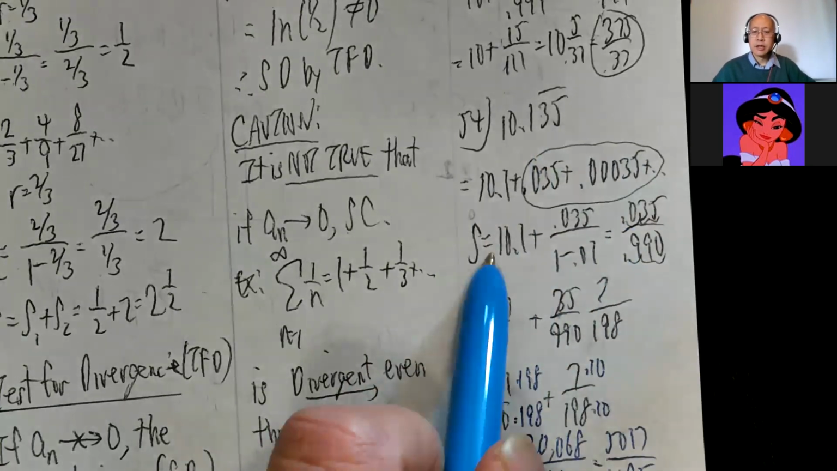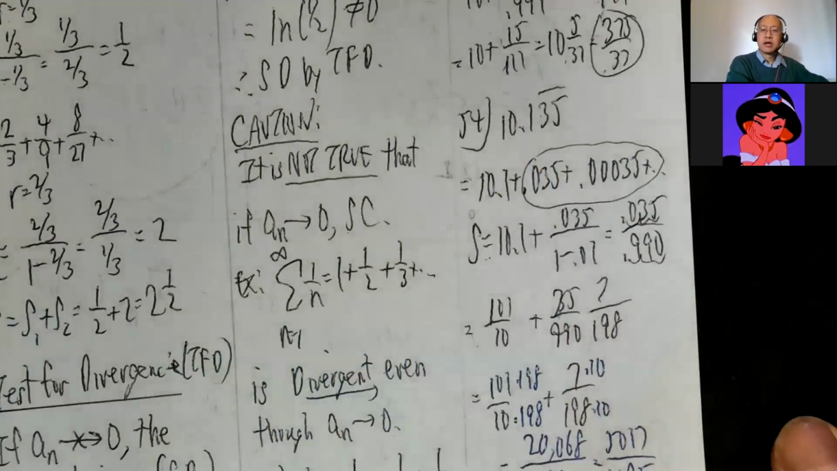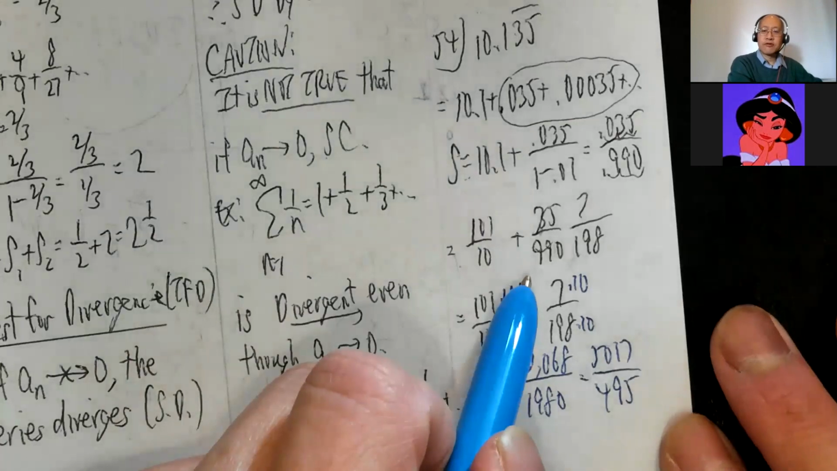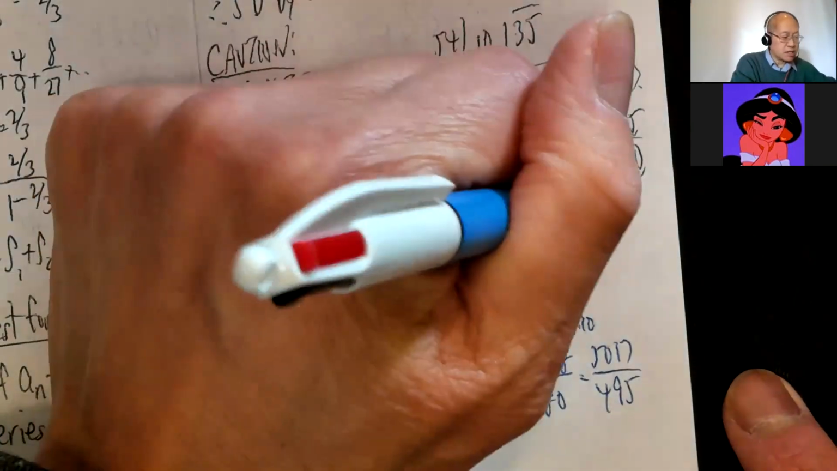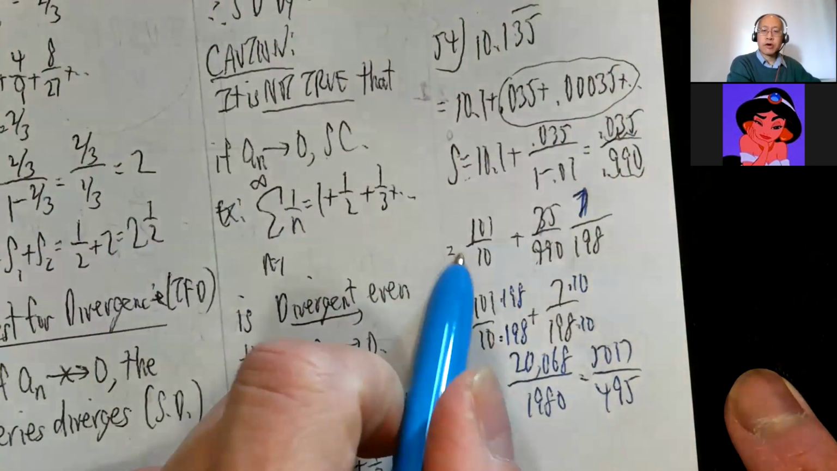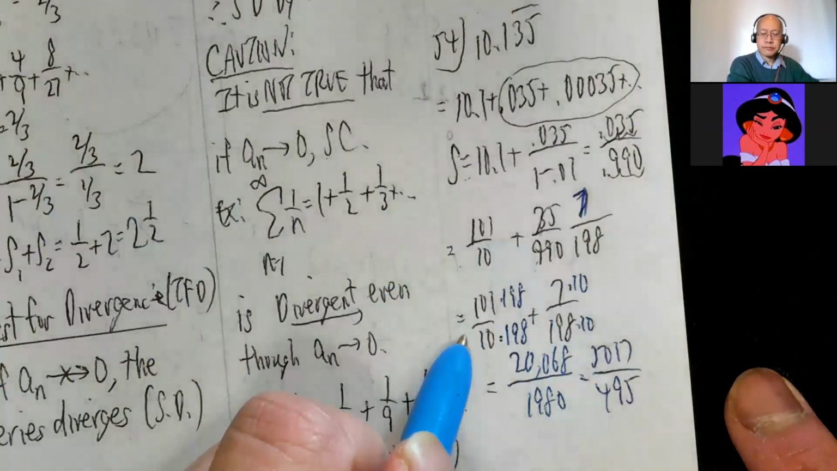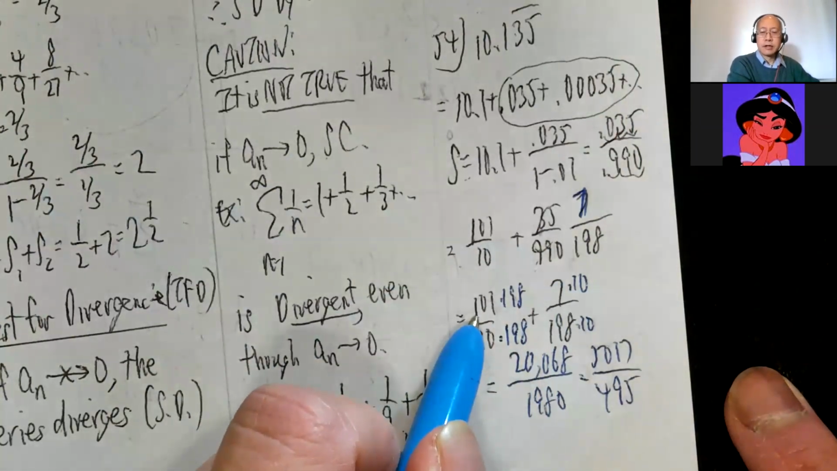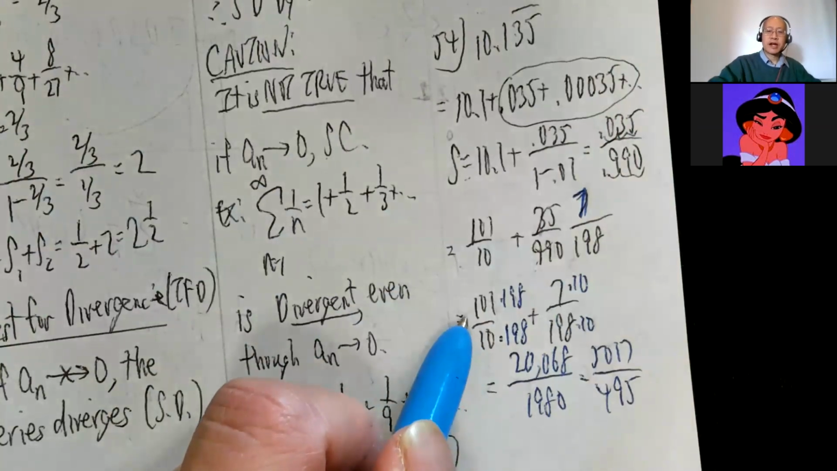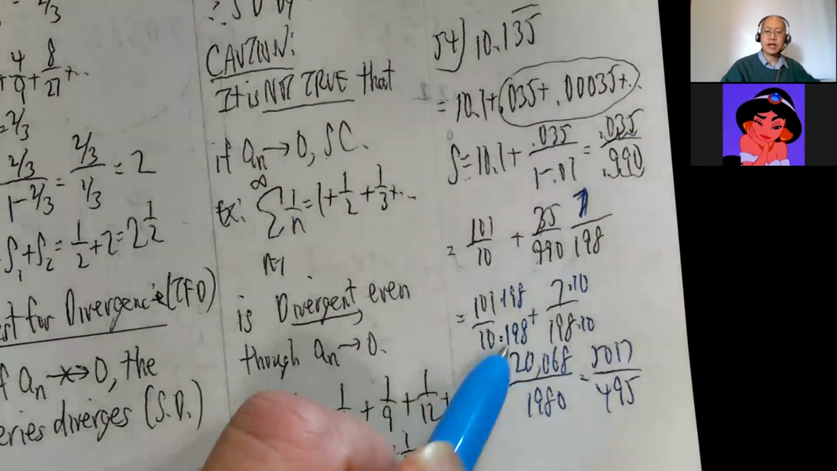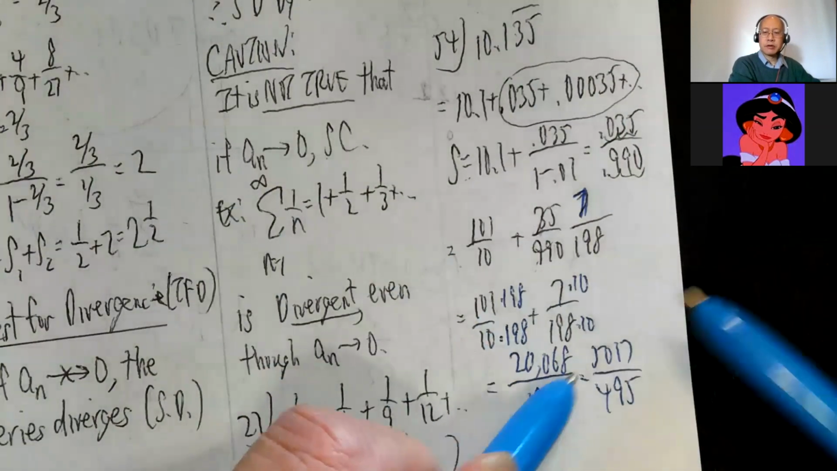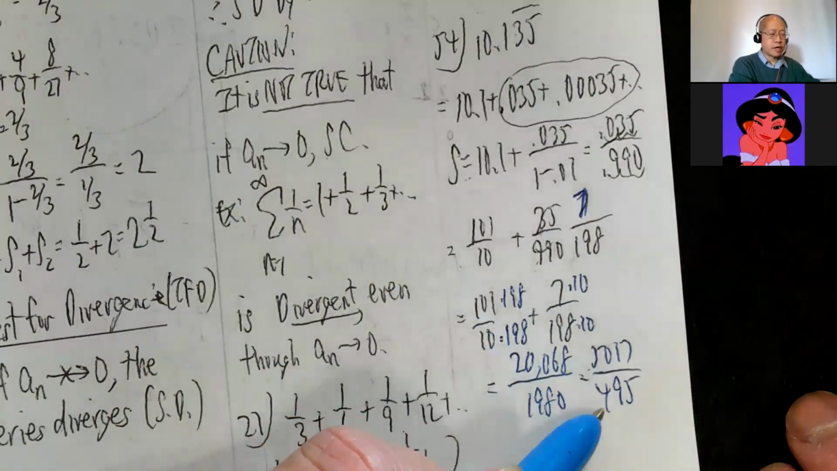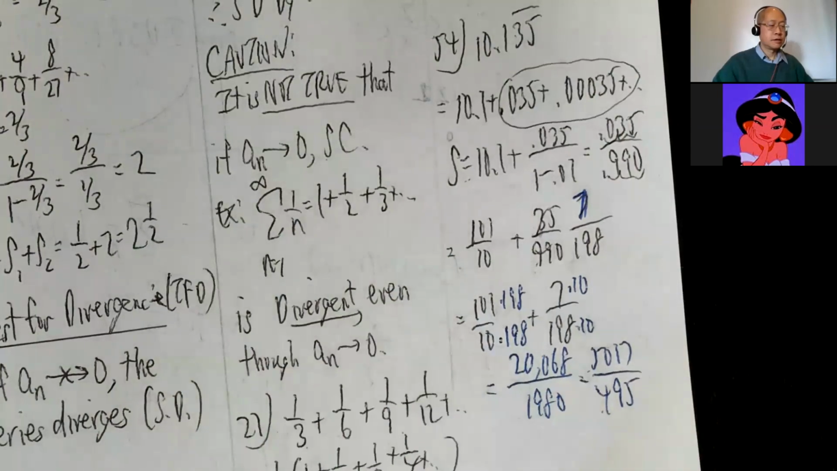The rest is arithmetic. 101 over 10 plus 35 over 990. These are both divisible by 5, so I divide out the 5, that's a 7 there. So it's 101 over 10 plus 7 over 198. You can do the arithmetic. I know after a while we don't even like doing arithmetic. But you get a common denominator: multiply this side by 198 over 198, and that side by 10 over 10. Clean it up and reduce. 5017 over 495. So you can see that's quite a bit for this one.